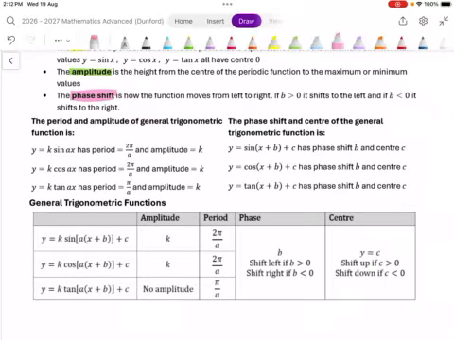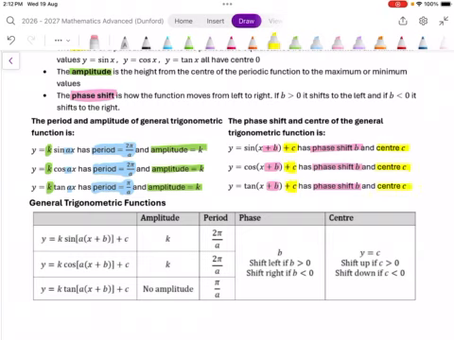So we have the period and amplitude of general trigonometric functions broken down here. So we have our amplitude is always that k value out the front. So our amplitude is our k value. And we also have that our period is our a value in our functions, where period for sine and cos is 2 pi on a, like we discussed, but period for tan is pi on a. Then with our phase shift is our b value. Okay, so if we're adding, we are moving to the left, and if we are minusing, we're moving to the right, and then we have our centre is our value at the end.